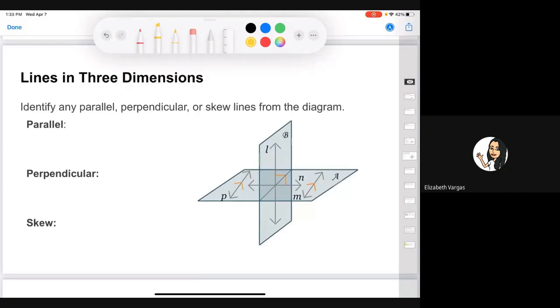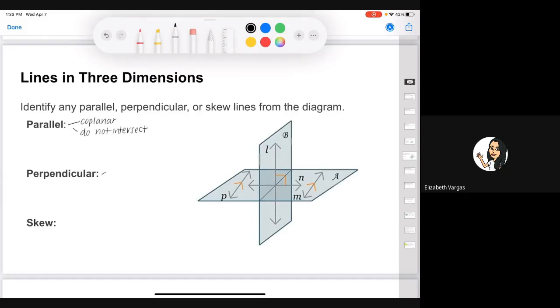And in this question, you might be asked to identify any parallel, perpendicular, or skew lines from the diagram. Well, we just discussed the criteria for parallel, perpendicular, and skew lines, but I'll go ahead and go over it. Parallel lines are coplanar, and they do not intersect. So they are on the same plane, and they do not intersect.